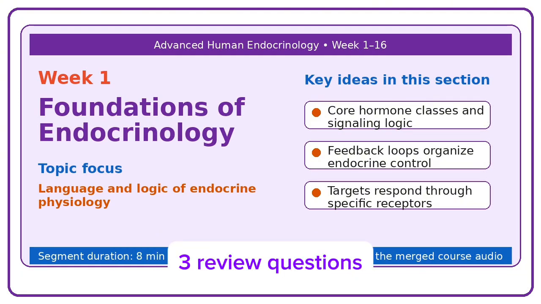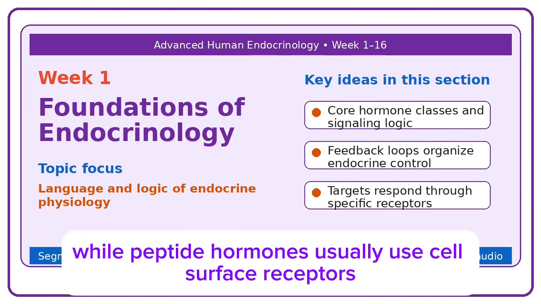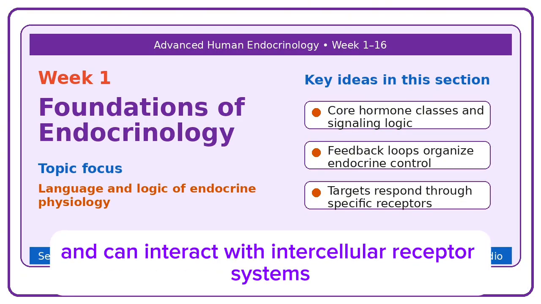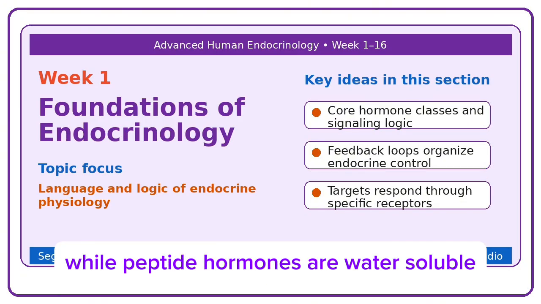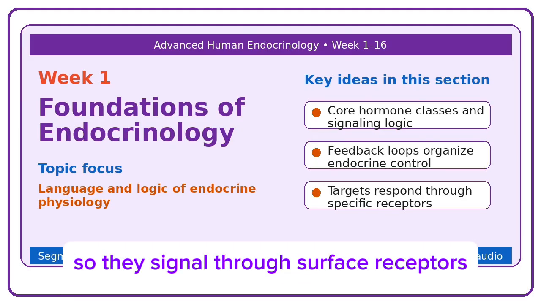3 review questions. 1. Why do steroid hormones usually use intracellular receptors, while peptide hormones usually use cell surface receptors? Steroid hormones are hydrophobic and can interact with intracellular receptor systems, while peptide hormones are water-soluble and generally cannot cross the membrane easily, so they signal through surface receptors.